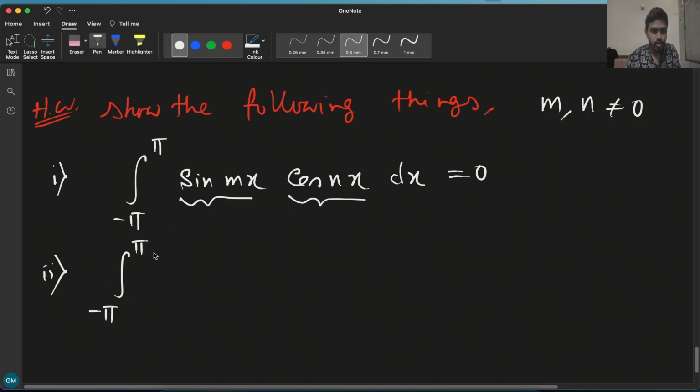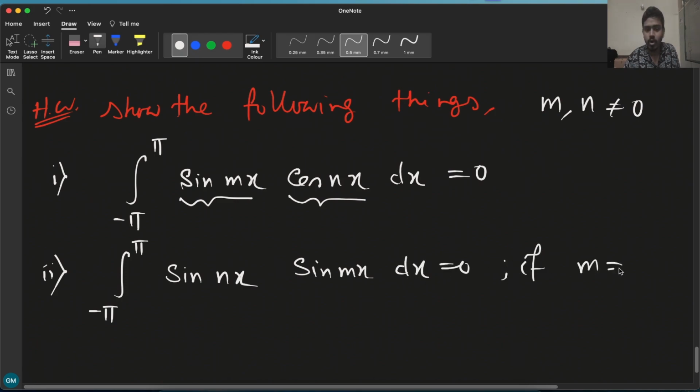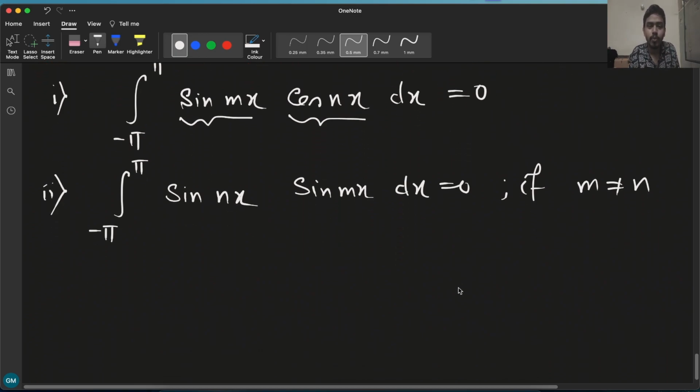Similarly, number 2, show that the integral of sine nx times sine mx dx equals 0 if m is not equal to n. So what it will prove? It will prove that for m not equal to n, sine nx and sine mx are orthogonal in this interval minus pi to pi. For example, sine x and sine 2x are orthogonal. Sine 3x, sine 4x, sine 5x, all these functions are orthogonal to each other.